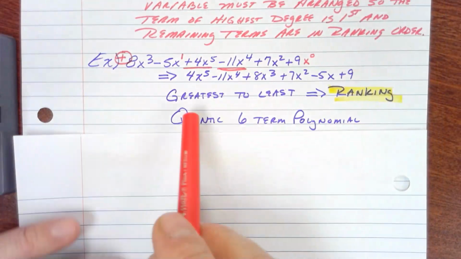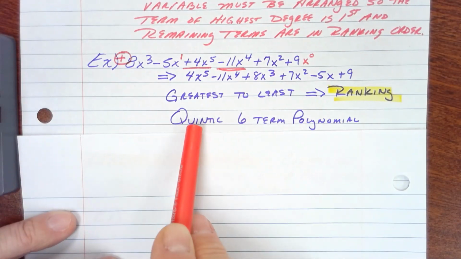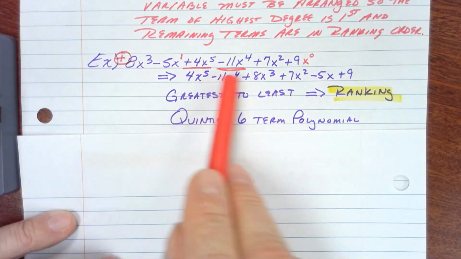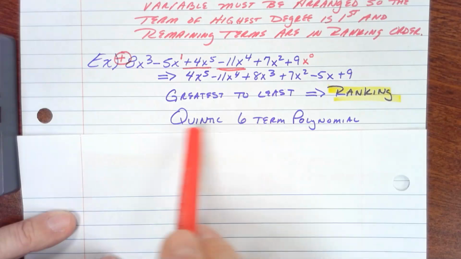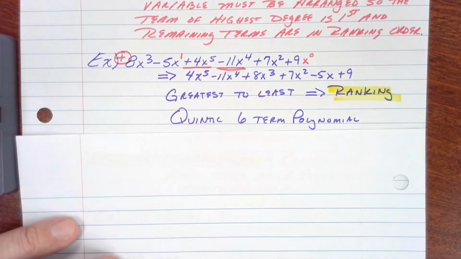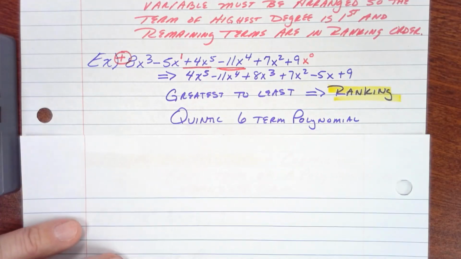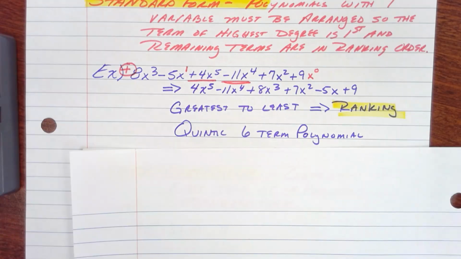This is of the 5th degree, so it would be also called quintic. 1, 2, 3, 4, 5, 6 terms. It's a quintic 6-term polynomial. That's how you would identify that. I'm going to give you a minute to get this down.